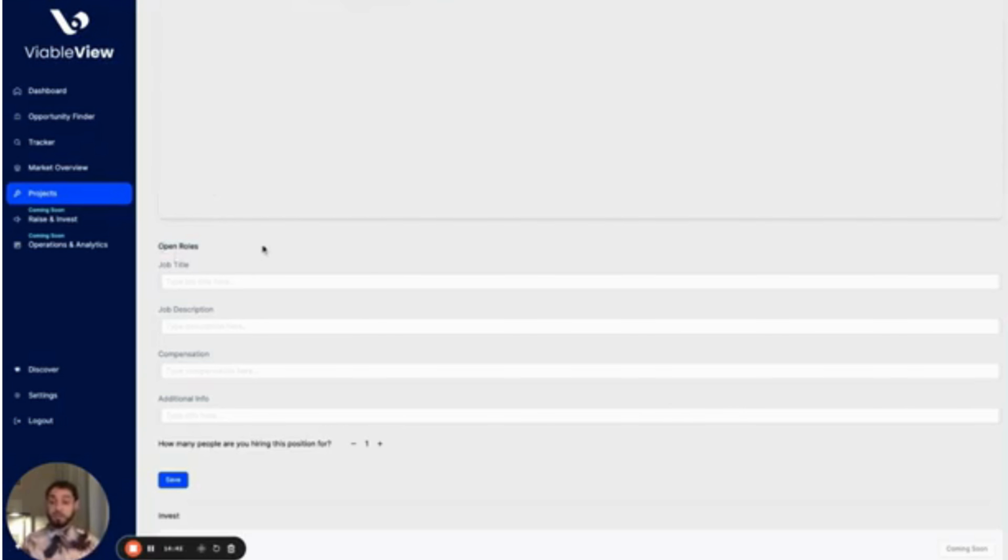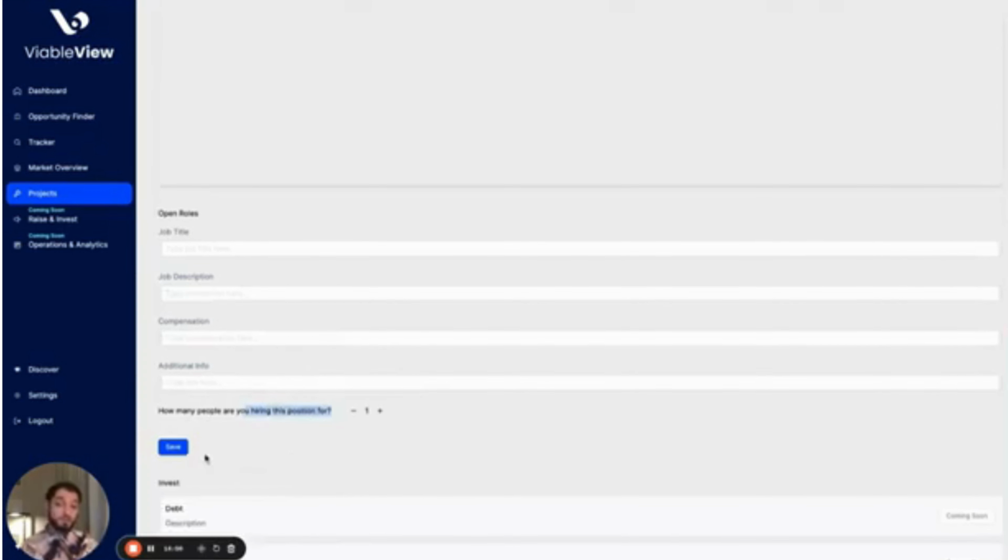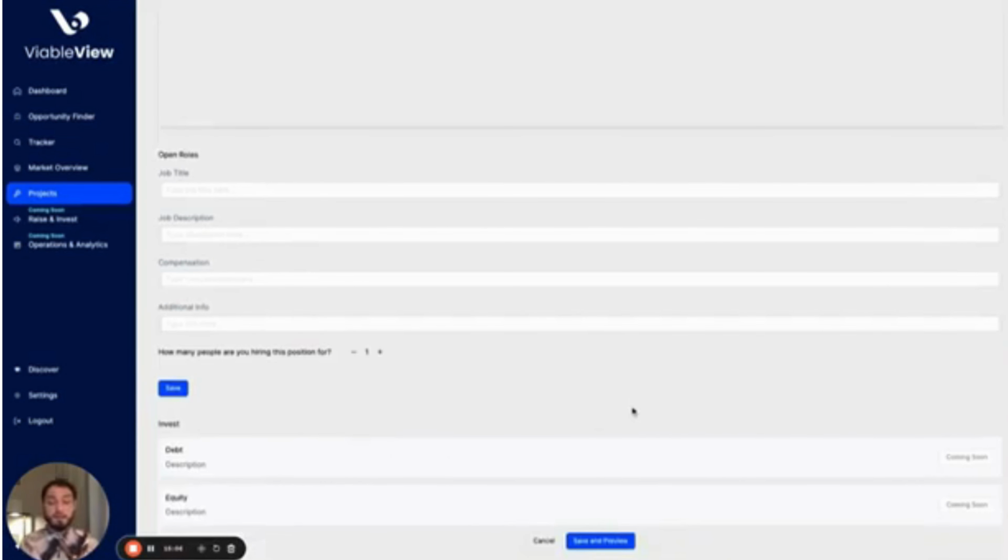So not only is ViableView a data aggregator AI platform that helps you identify what to sell, but it's also helping you build a team to make it happen. So you can enter your roles, the job title, description, compensation, any additional info, how many people you're hiring for it, and you can save it. You can save for multiple people. We're in the works of adding an option for you to be able to raise capital via debt or equity. This is coming soon, and you'd be able to input that information here.